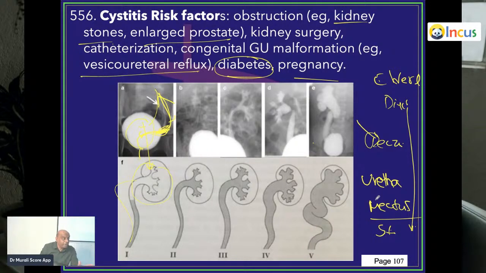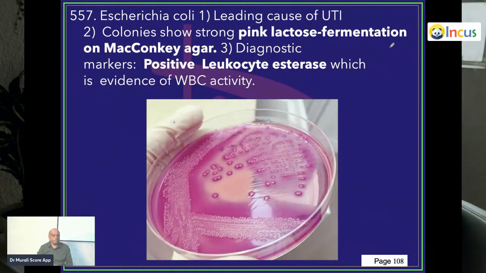Also, recurrent UTI means you should always get a CT and look for any abnormality in the genitourinary tract, you need to evaluate. Otherwise, what happens is this recurrent UTI, if not handled well, leads to sepsis in that elderly lady. And they will pop out because of that sepsis. That's a very common reason for death in elderly women. Diabetic women is what you need to remember.